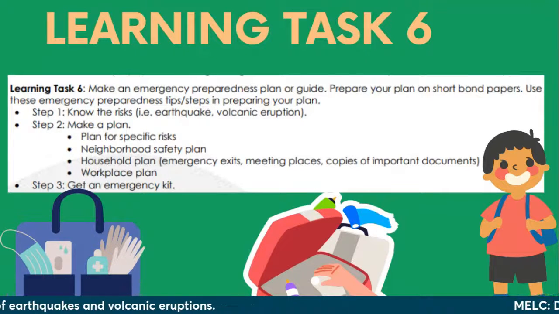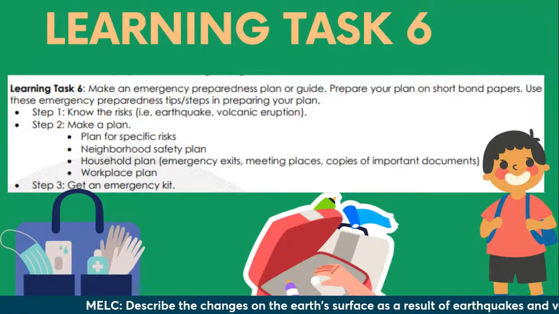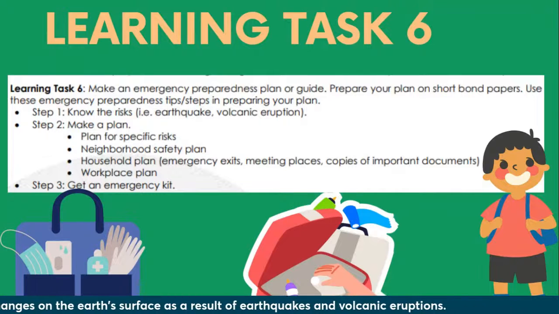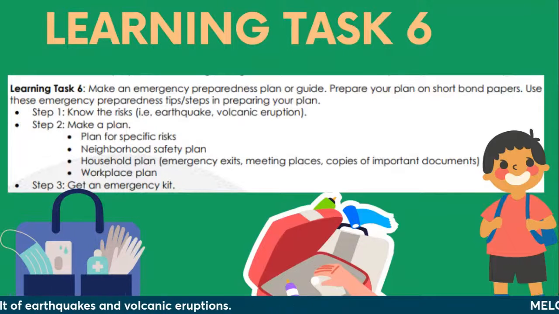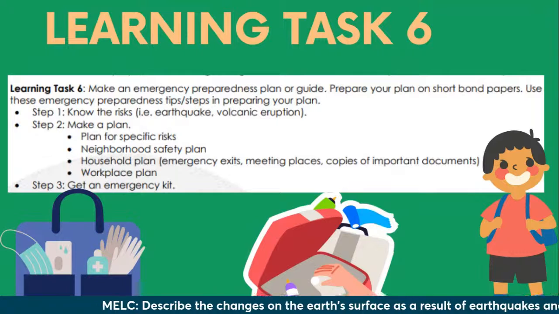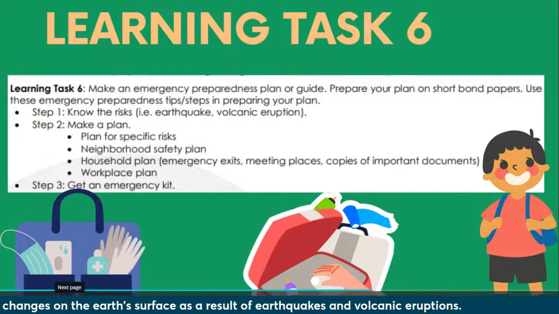And then the workplace plan. If you are working already, what is your plan? Then step 3, get an emergency kit. I have an illustration here, an example of an emergency kit, okay? If you need the help of your parents or of your guardians, please do so. They may be a big help for you to accomplish this learning task 6, okay? Good luck, everyone.